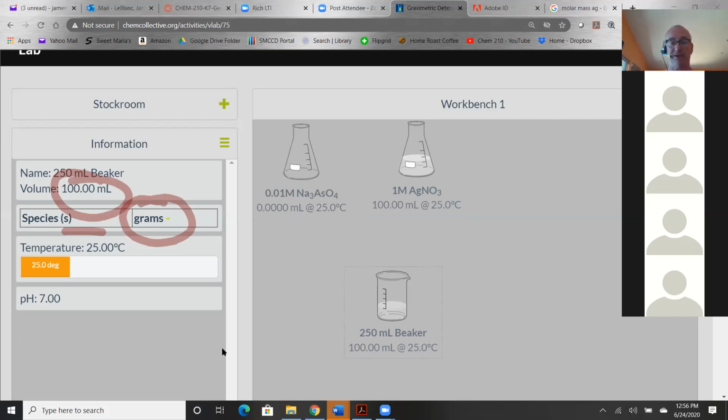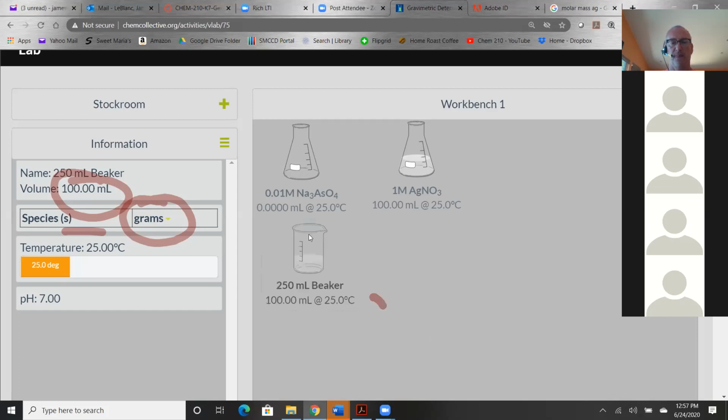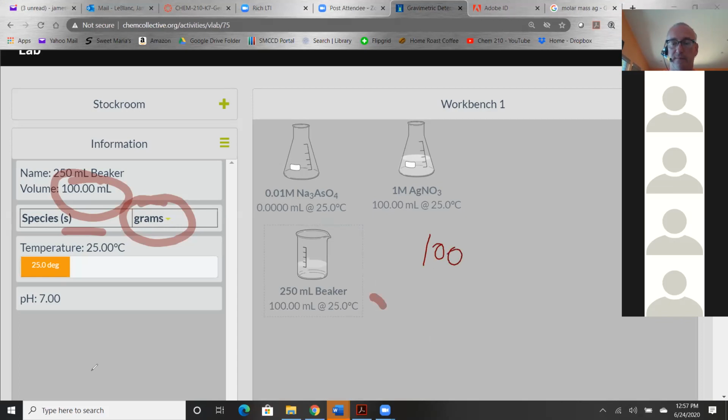But now we need to do a calculation. We need to figure out how much of this silver nitrate we are going to have to add to this to precipitate all of the arsenate. That's something we're going to need to calculate. So I have 100 milliliters of 0.1 molar arsenate in solution, right? I have 100 mls of 0.1 molar arsenate.